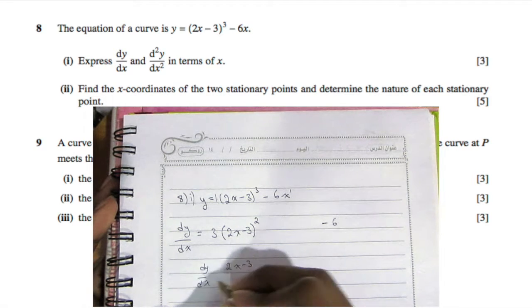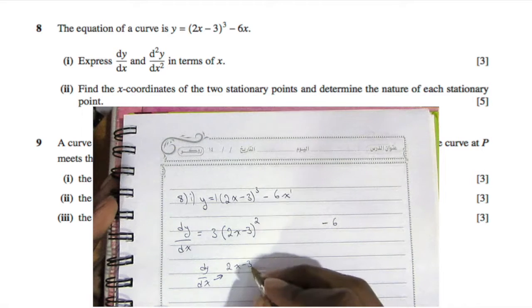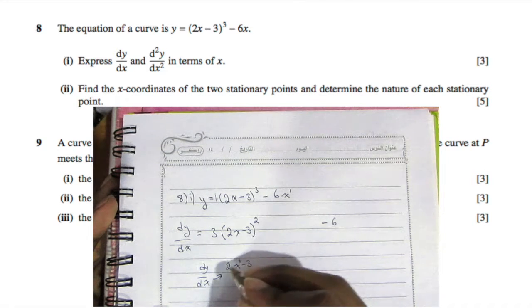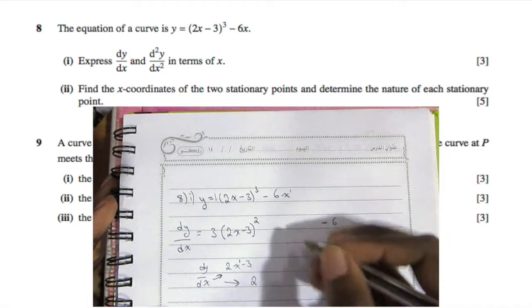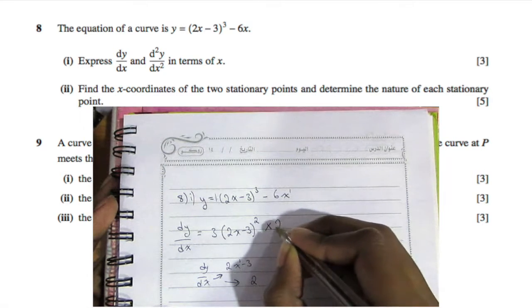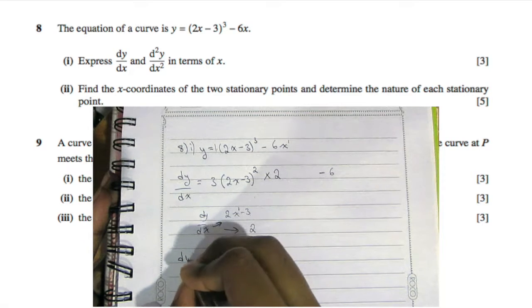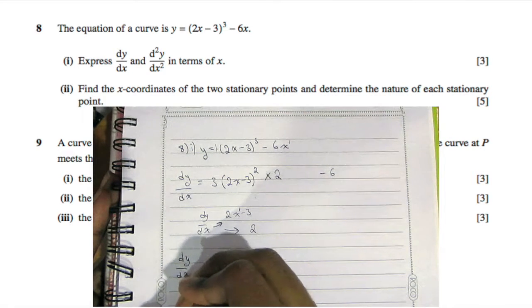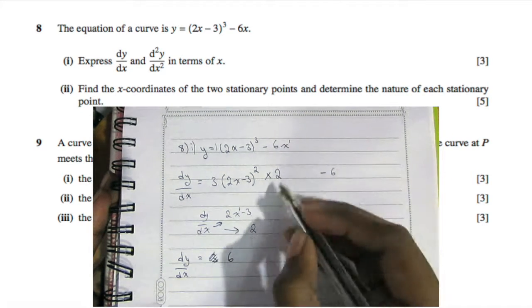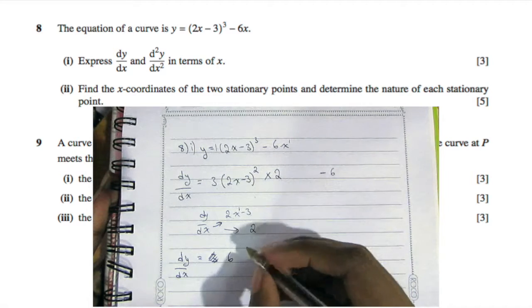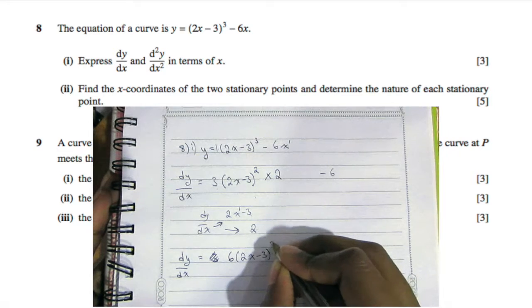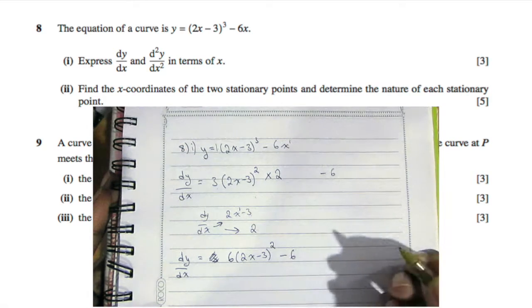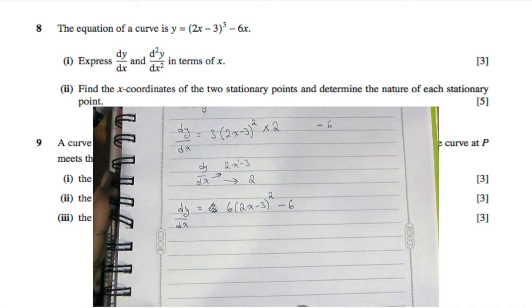So now for the space in between, what we're going to do is dy/dx for what's inside the brackets. This is only a special case when there's something inside those brackets. So 2x minus 3: 1 times 2, and then 1 minus 1 is 0, so that only gives us 2. So then dy/dx: 3 times 2 is 6, and then (2x minus 3) squared minus 6. That is the first part of part I.